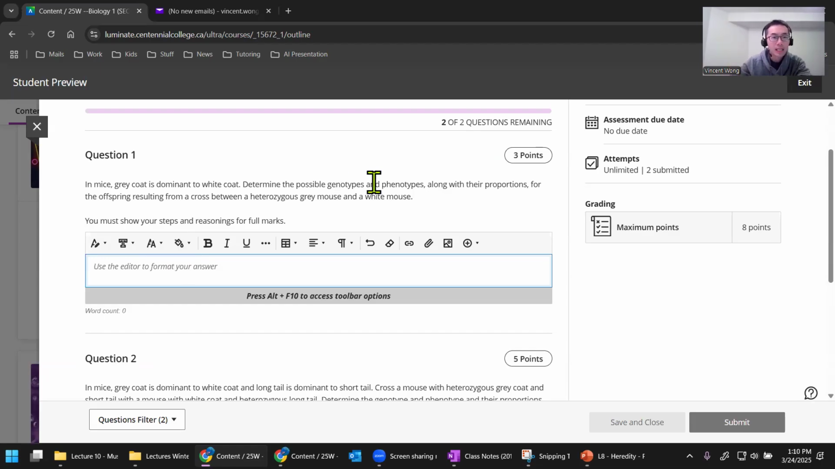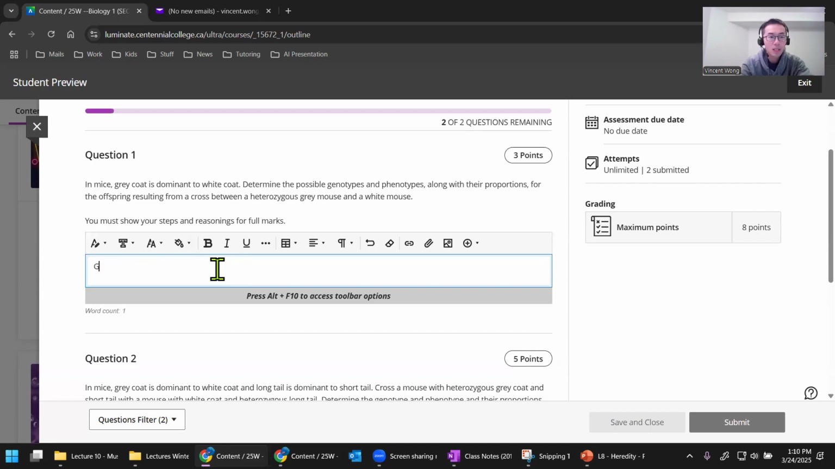Okay, so it says here in mice, gray coat, as in the fur that they have, is dominant to white coat. So this is the first thing I would type out. Or again, you can write it out first before you type. So what letter should I use for the coat color? Should I use capital G, capital W, small g, small w? What am I supposed to use here based on the first sentence?